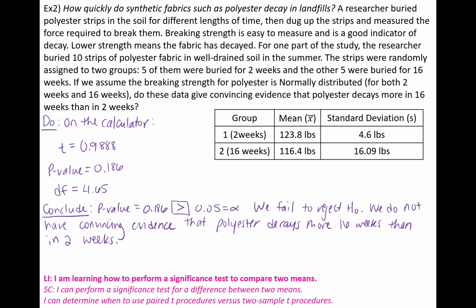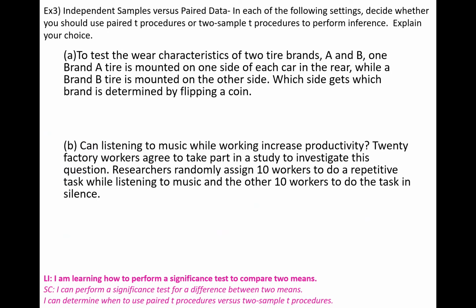All right, so that finishes that example. You guys might need to pause, but I'm going to go forward to our last one. This one, independent samples versus paired data. In each of the following settings, we're going to decide whether we should use paired t procedures, which we talked about back at the end of chapter 9, or two sample t procedures to perform inference. And we're going to explain our choice.